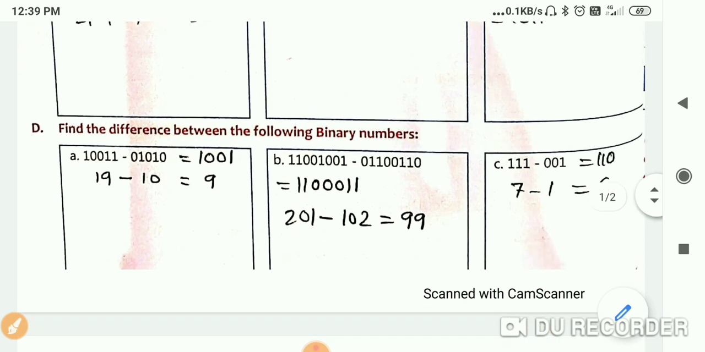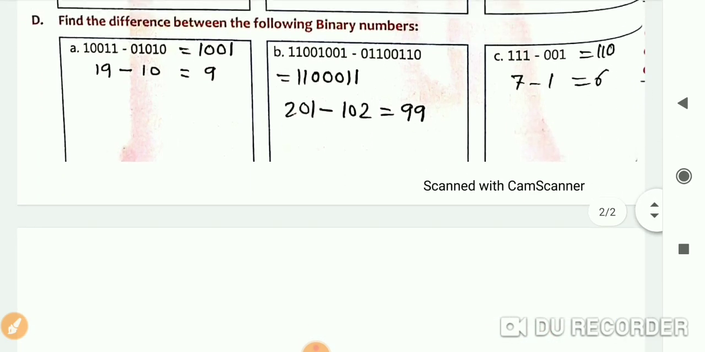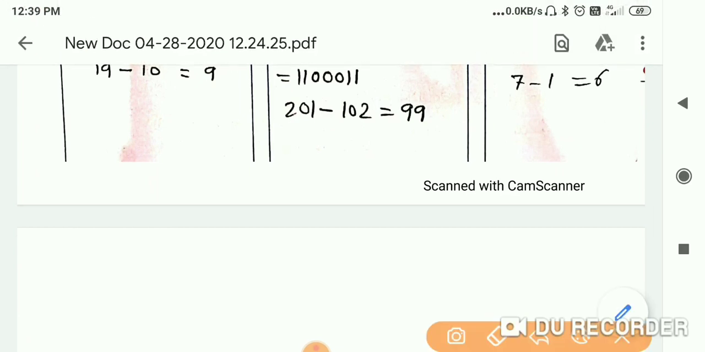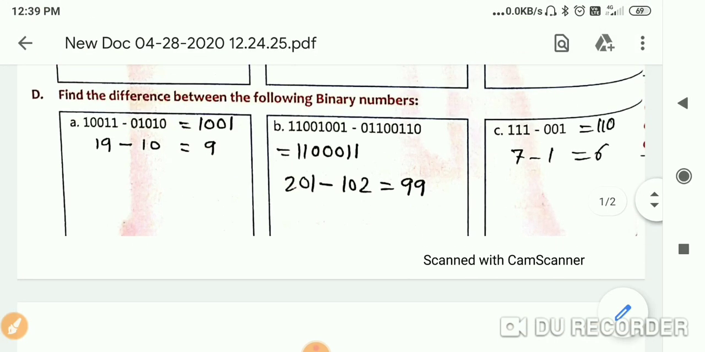Now in the next exercise, you have to do the subtraction. That is, the first number is 10011 minus 01010. So after subtraction, the answer becomes 1001.